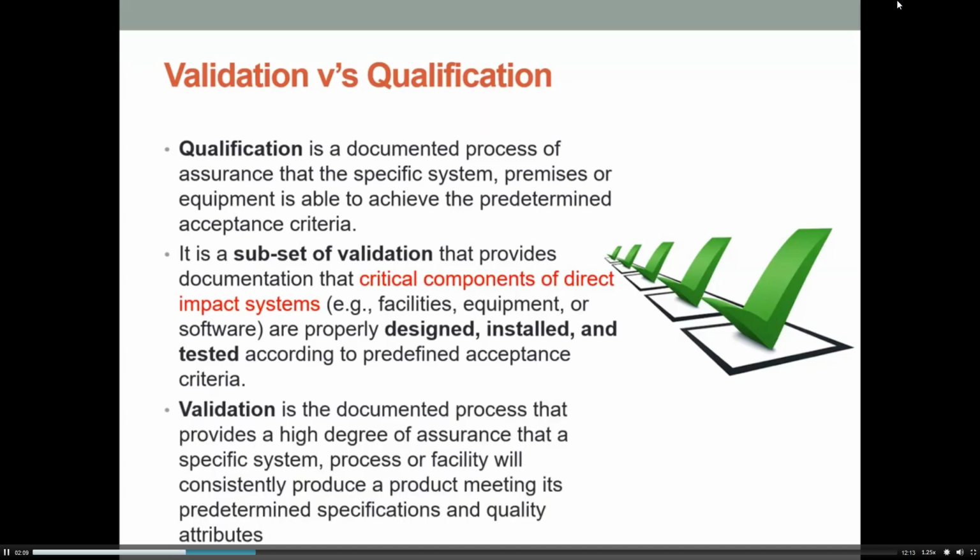Validation is the documented process that provides a high degree of assurance that a specific system, a process, or a facility will consistently produce a product meeting its predetermined specifications and its quality attributes.